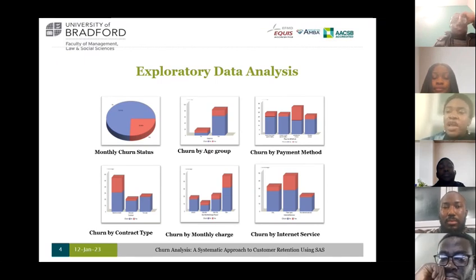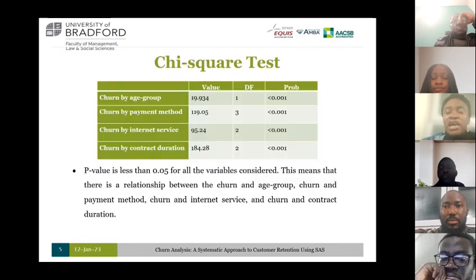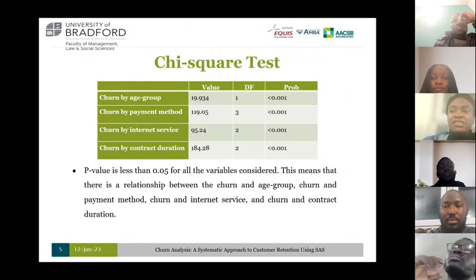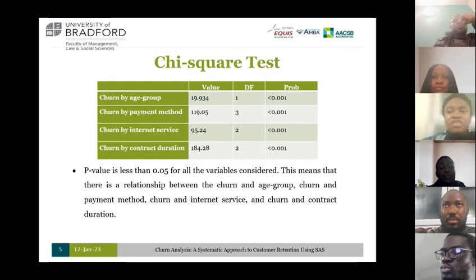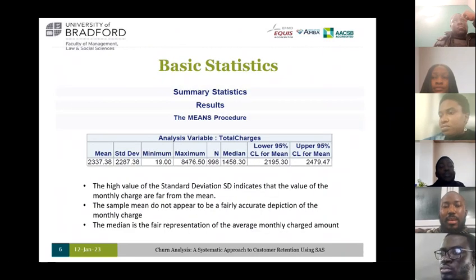The next thing we considered was the chi-square test, and we noticed that for all the values gotten as against churn, they were less than 0.05, which is the threshold for the p-value for a chi-square test. So it was concluded that there's a positive relationship between the variables listed here and the churn rate. Thank you.